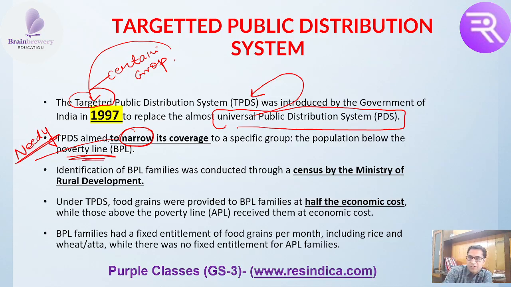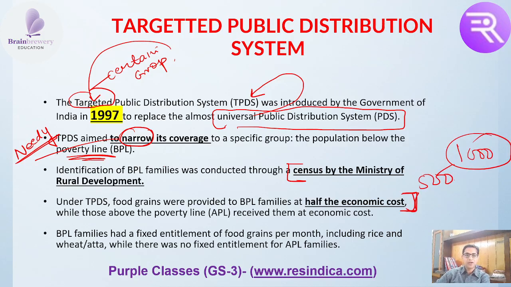So how are they going to find out who exactly is a BPL? They have taken the help of the census done by the Ministry of Rural Development. Under the TPDS system, the food grain is provided at half the economic cost. If the economic cost is 1000, they are sending it for 500 rupees, half the economic cost, for below poverty line families, and above poverty line families receive it at the economic cost only. So this is the targeted public distribution system.